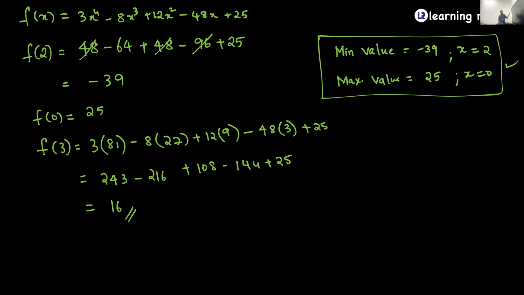Where did we get minus 48? F of 0 is 25. Oh no, f of 0 is 25.